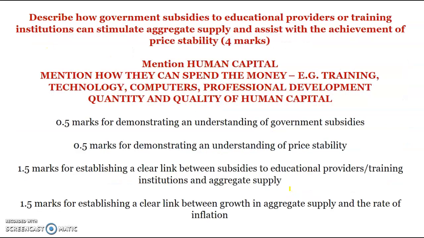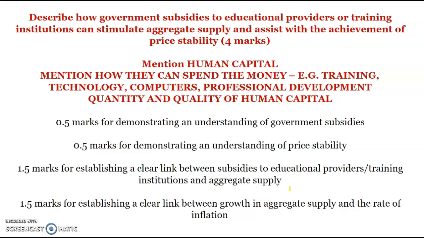Explain how government subsidies to educational providers can stimulate aggregate supply and achieve price stability. So again, explain what subsidies are first, then explain how schools would use the money. So don't talk about how they go to people, like school students or their parents. Talk about what the school does with them.